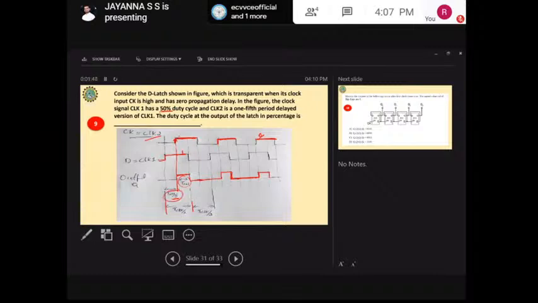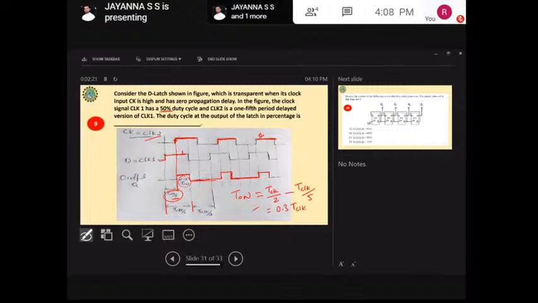The duty cycle at the output of the latch in percentages. You need to tell the delay in the output. For that one, this t on, according to this one, equals t clock divided by 2, minus t clock divided by 5. If you do that calculation, you are going to get 0.3 t CLK.